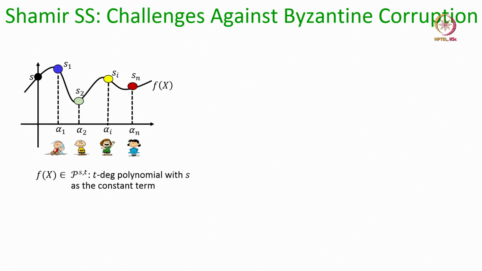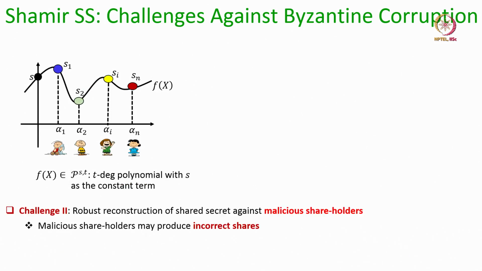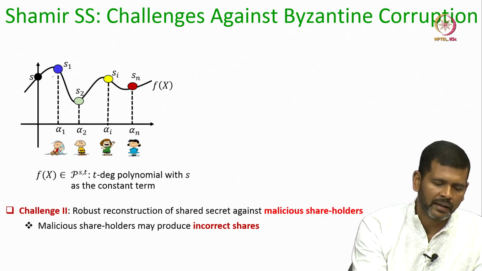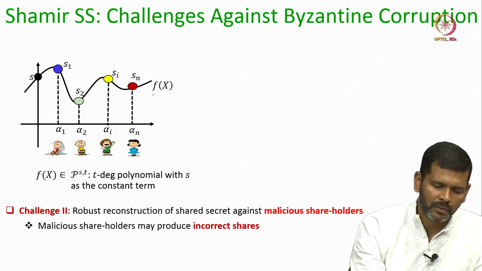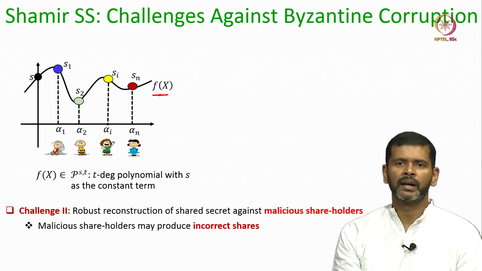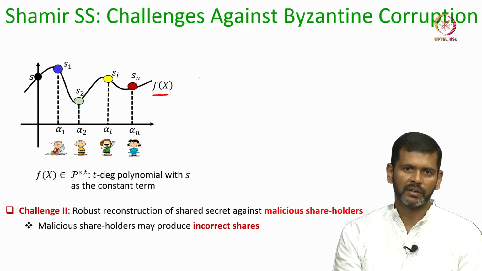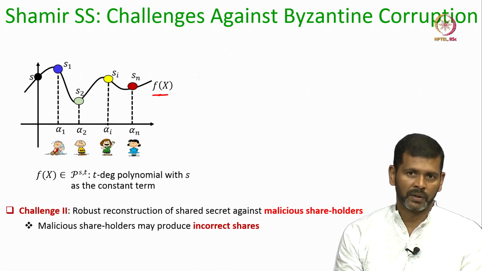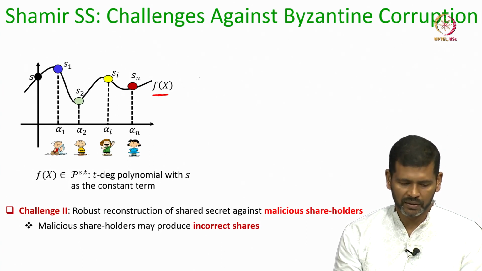The second challenge again is associated with the Shamir secret sharing scheme only when we run it against the Byzantine corruption model. The challenge is during the reconstruction phase. So, assume for the moment that the dealer is honest and it has indeed followed the code of the Shamir secret sharing scheme, namely it has picked a t degree polynomial and distributed shares lying on a t degree polynomial. And now suppose t plus 1 shareholders come together, they want to reconstruct the secret.